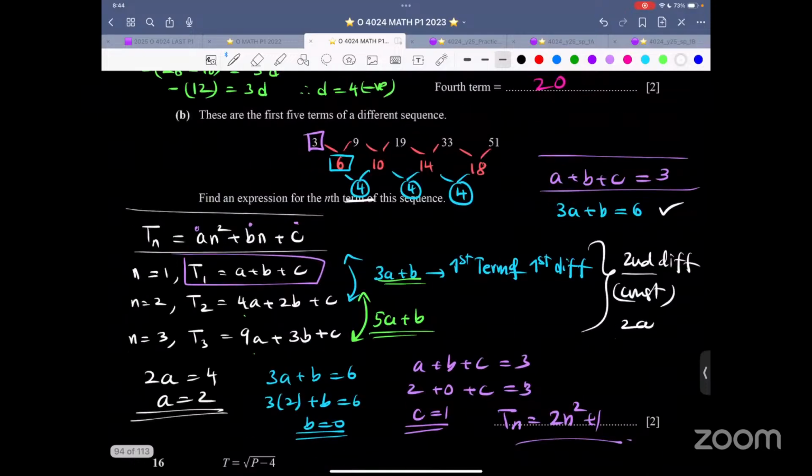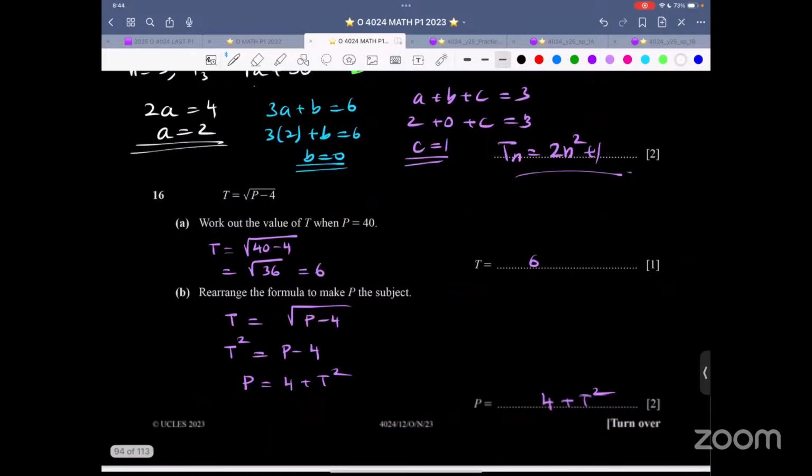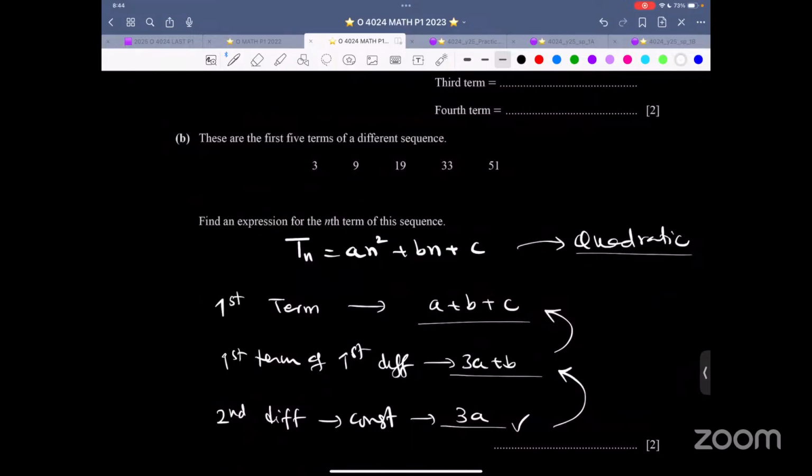So now let me do this question again: 3, 9, 19, 33, 51. 3 and 9, the difference is 6. 9 and 19, the difference is 10. 19 and 33, the difference is 14. 33 and 51, the difference is 18. Focus on this. And lastly, 6 and 10, the difference is 4. 10 and 14, the difference is 4. 14 and 18, the difference is 4. This testifies to the fact that it's a quadratic sequence.